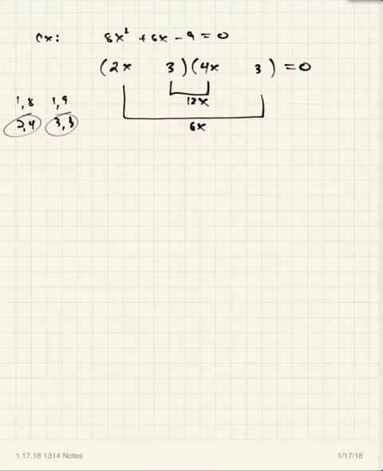Since it's a negative 9, we know one of those terms has to be positive and one has to be negative. And so we want the 12 to be positive and the 6 to be negative there to give us a positive 6. So that means we have a 2x plus 3 and a 4x minus 3, like that is our factorization. And that will work out just fine. And these middle two terms, the 12x and the negative 6x, those will add to give me that positive 6x as the middle term.